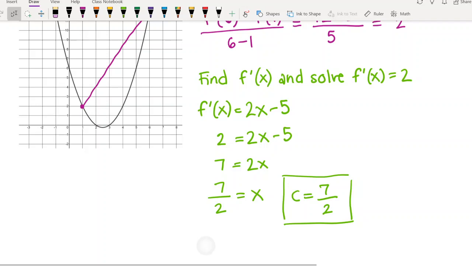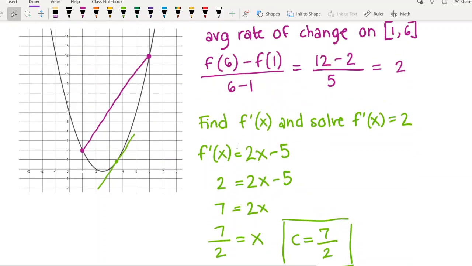So let's try to at least see that that looks reasonable. So where is 7 over 2? 7 over 2 is equal to 3.5. So if we go to 3.5 on our graph, draw a point there, and try to eyeball the slope of the tangent line, that was not good, but let's see if I can do better, it looks reasonable that it should be about the same as the slope of that secant line.